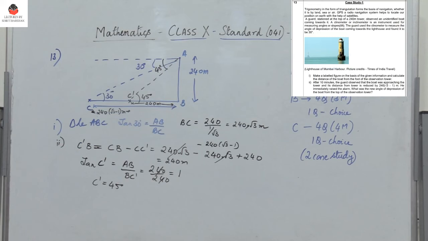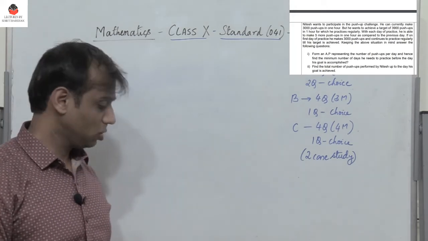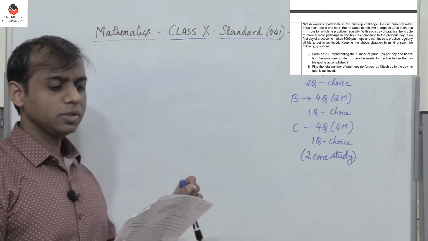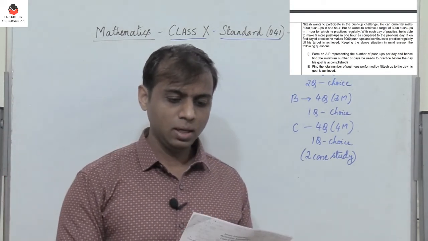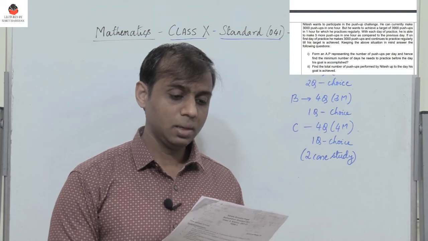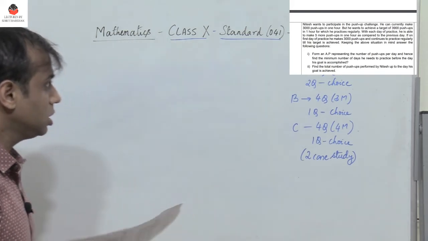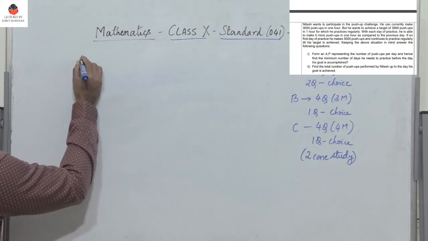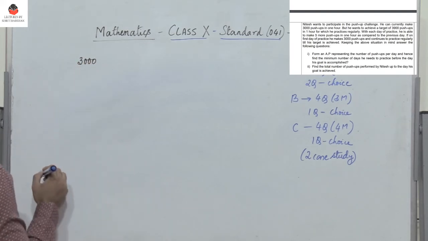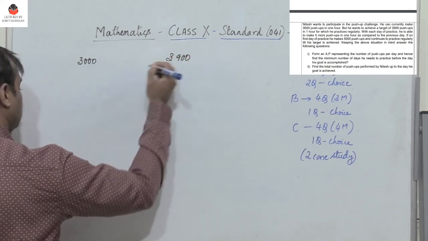So very simple problem. So question 14 is the second case study. So given that push-ups are fast and effective exercise for building strength, etc. So let's go to the next paragraph. Nitish wants to participate in the push-up challenge. He can currently make 3,000 push-ups in 1 hour, but he wants to achieve a target of 3,900 push-ups in 1 hour. So initially he can do 3,000 push-ups. And what does he want to achieve? He wants to achieve 3,900.